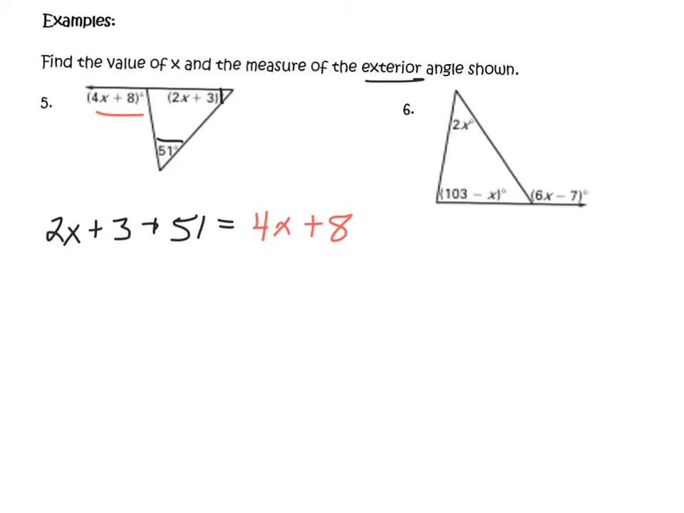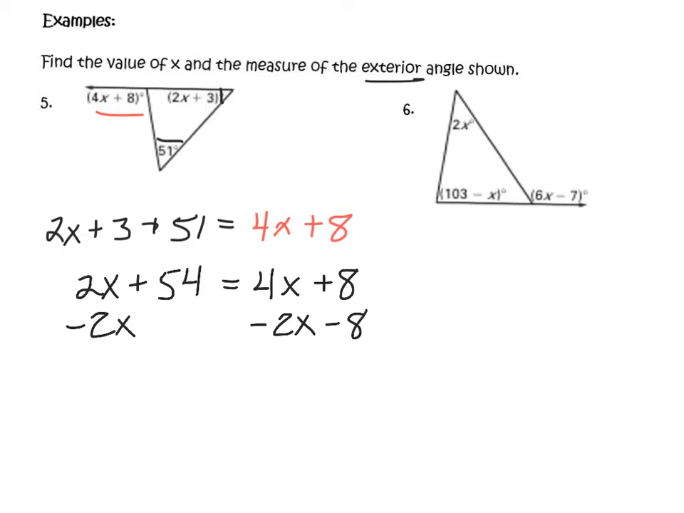Now that I have an equation set up, I just want to clean it up a little bit. We have 2x plus 54 equals 4x plus 8. Now we can move our x's onto one side, move our constants onto the other side. So I'm going to end up with 46 equals 2x. And lastly, it looks like x is going to equal 23.